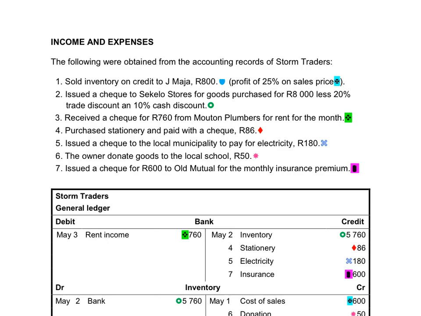Good morning. We will pay attention to income and expenses today. Sold goods on credit to Maya 800. So that means the one double entry will be in the sales account because we've got sold goods. Maya is a debtor, so the double entry will be in the debtors control or the account of Maya.